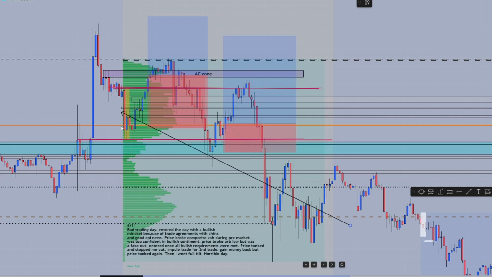So I was like, all right, price is going to retest these lower values. And I was thinking it was going to form the orb right here. Exactly what I was thinking was going to happen. It was going to form an orb right here, and we were going to break it.